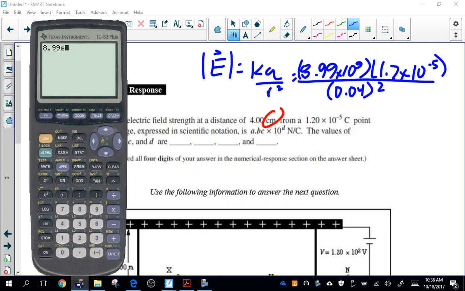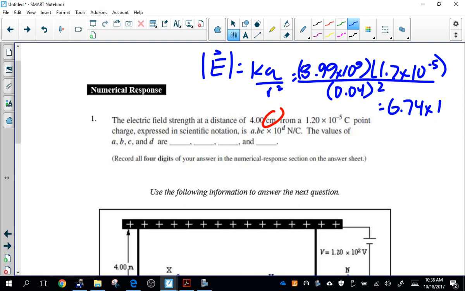8.99 times 10 to the 9 times 1.2 times 10 to the negative 5, and we're going to divide that by 0.04 squared. And that gives us 6.74 times 10 to the 7. That would be newtons per coulomb. But what's the other set of units that I could have used for that? Yeah, volts per meter.